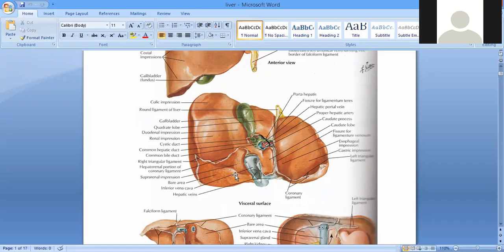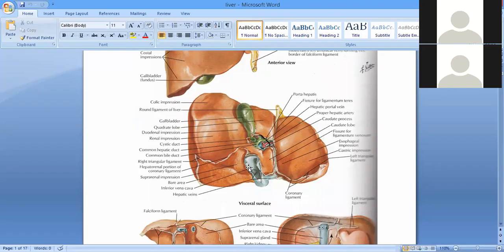ठीक है? और इस bare area में this region, right, this semilunar shaped impression, it is the area of the right suprarenal gland. So here you can see that this attachment to the coronary ligament, ये दोनों layers जो आ रही हैं, इसकी superior layer आ रही है और ये इसकी inferior layer आ रही है जो कि इस area को bound कर रही है. So it is representing that this bare area of the liver is related to the diaphragm. ठीक है? Then the suprarenal gland and the inferior vena cava.